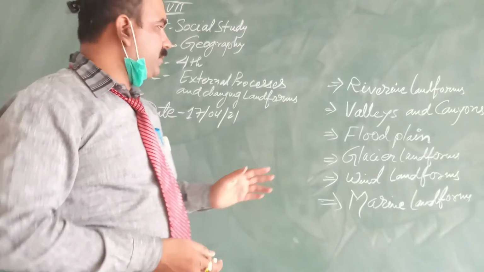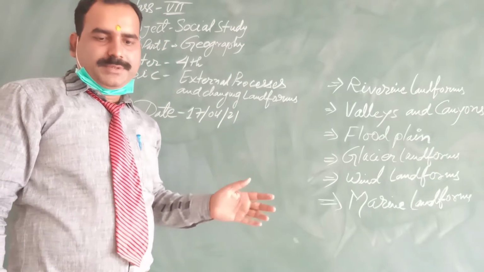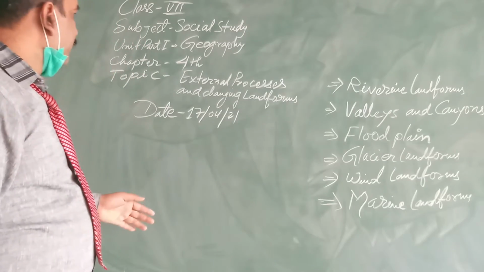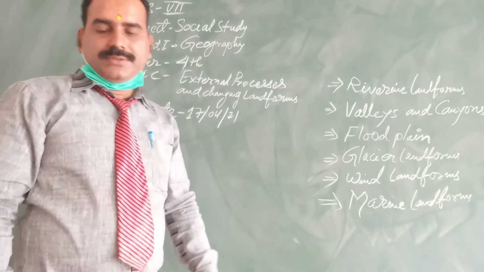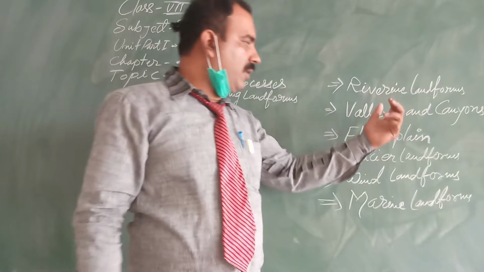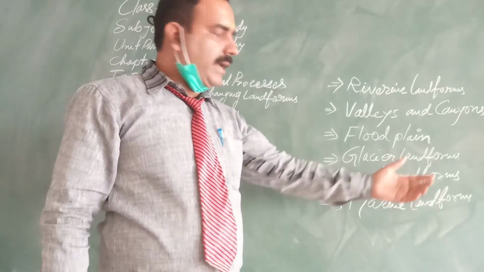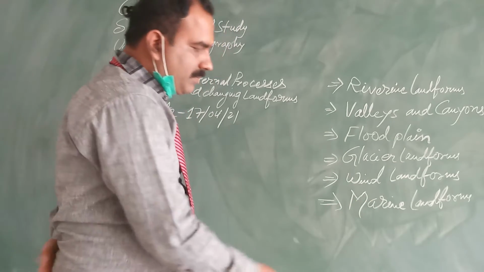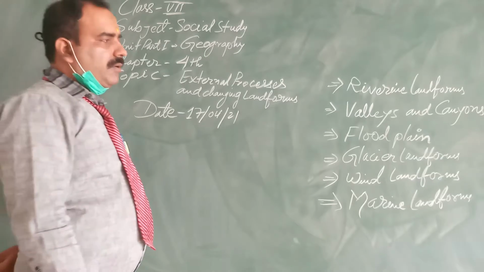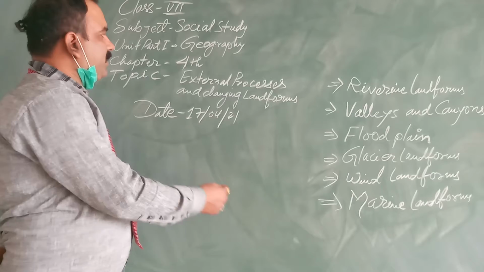In this video, that is in the third part of the video of the chapter external processes and changing landforms, I am going to discuss more things regarding landforms: valleys and canyons, floodplains, glacier landforms, wind landforms, and marine landforms. These are the topics which we are going to cover next in this chapter.